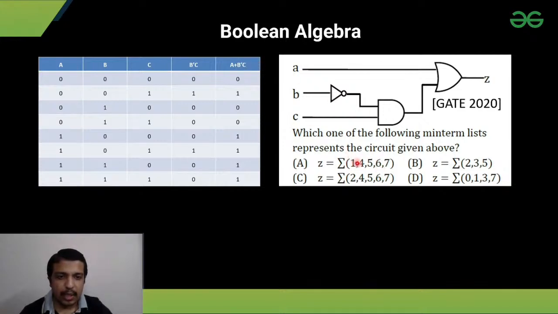So we notice that we have one at M1, M4, M5, M6 and M7. So this option is represented by 1, 4, 5, 6, 7, that is option A. So A is the correct answer to this question.